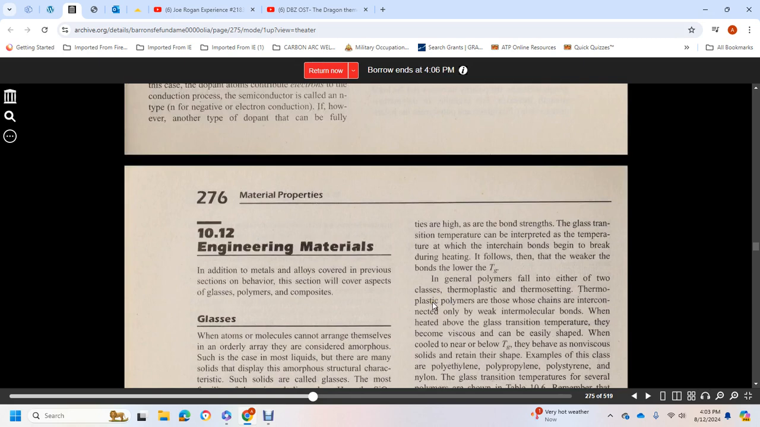Properties are high in bond strength. The glass transition temperature is interpreted as the temperature at which the chain bonds begin to break during heating of the polymer, the weaker bonds, also called the glass temperature.